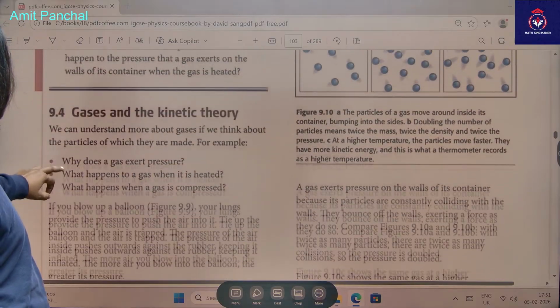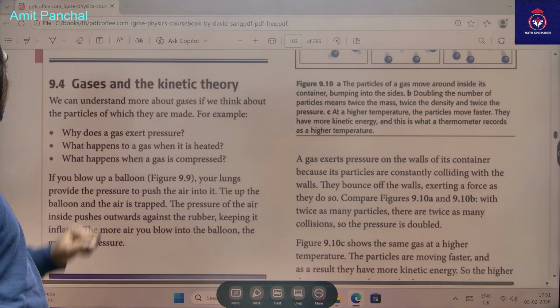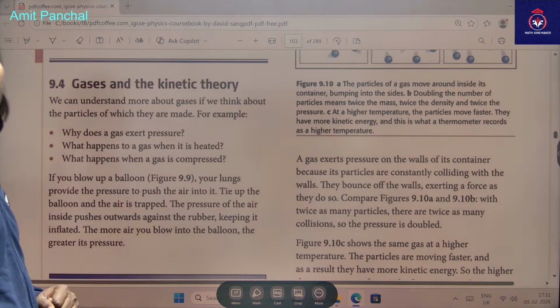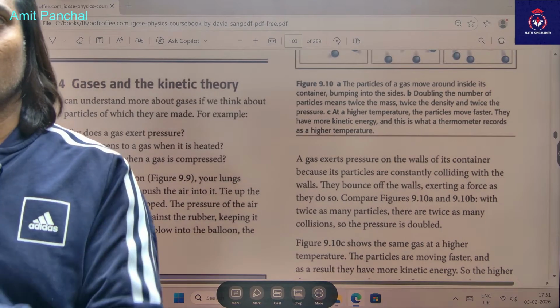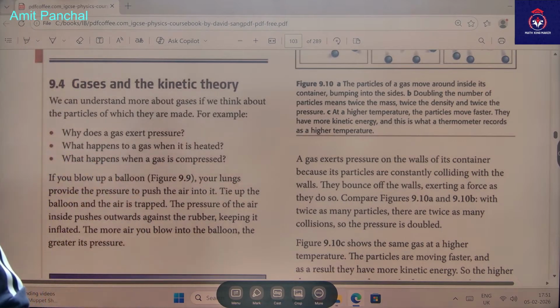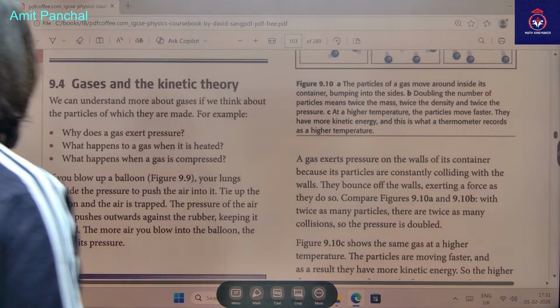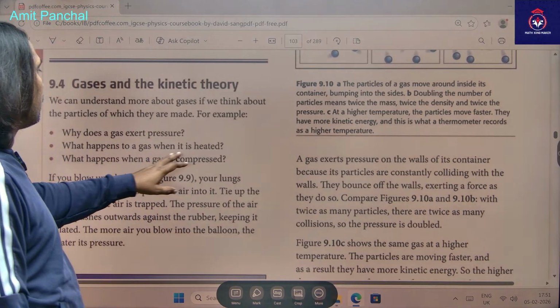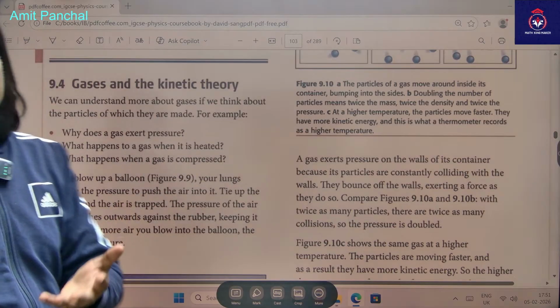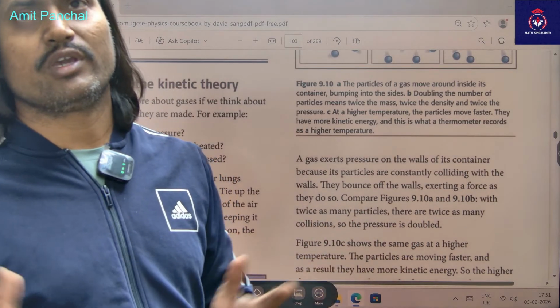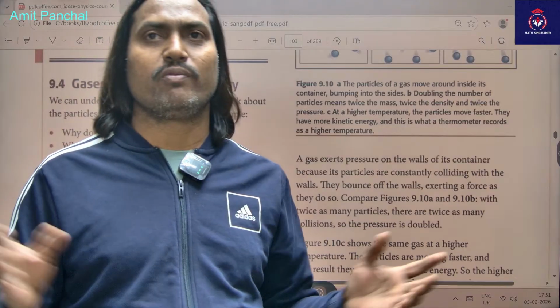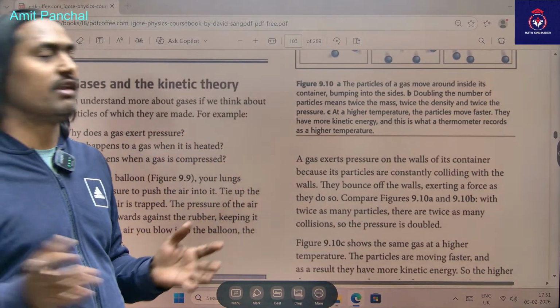Now gases and the kinetic theory. Why does a gas exert pressure? Because the particles tend to move. If there is some obstacle, they will apply pressure. What happens to a gas when it is heated? If you heat the gas, it will expand. The particles will move faster, and more pressure they will apply.